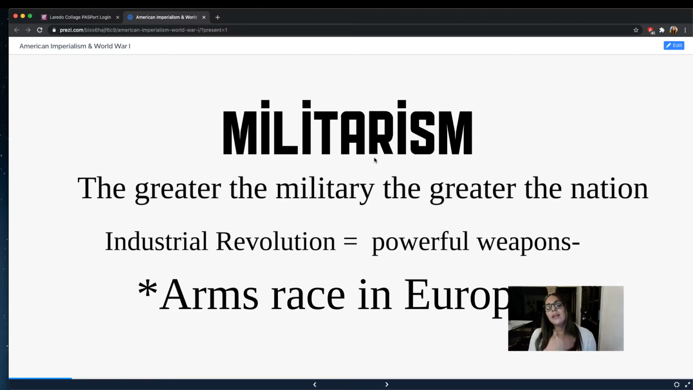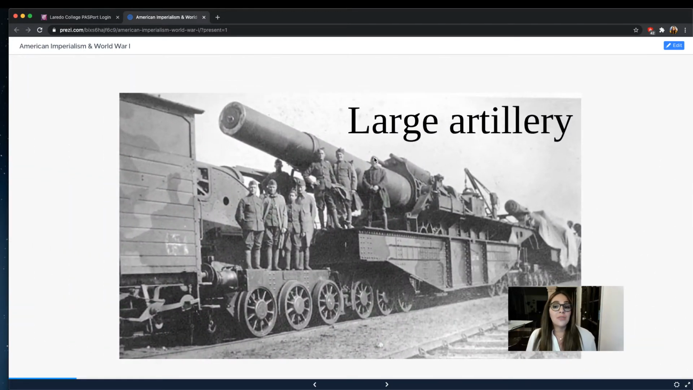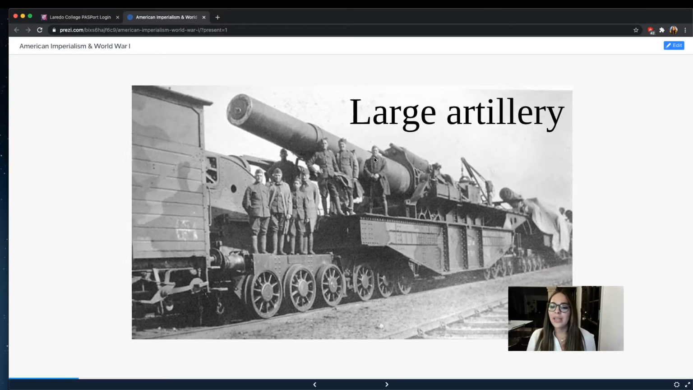And so again, this goes back to the Industrial Revolution, giving these nations the capability to build these powerful weapons. And although maybe at the time they didn't know it, it was essentially the start of an arms race in Europe. And so, of course, you've got large artillery, so big that they had to be transported in pieces by train.